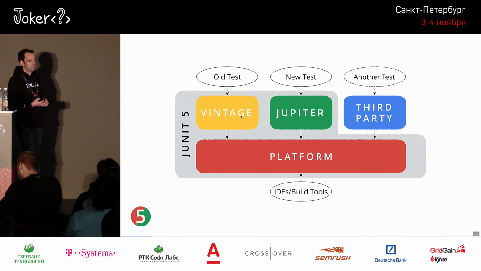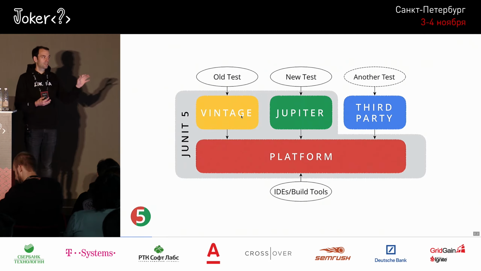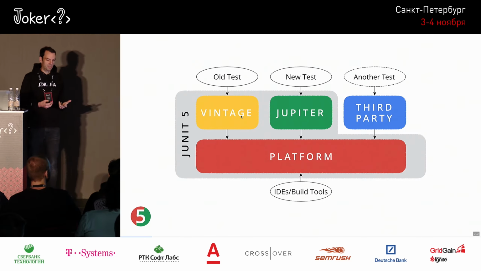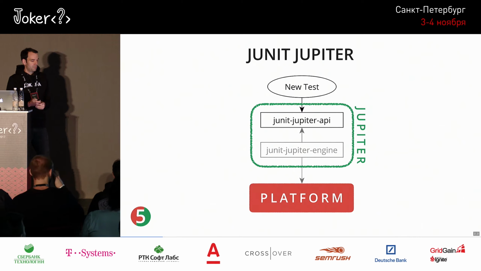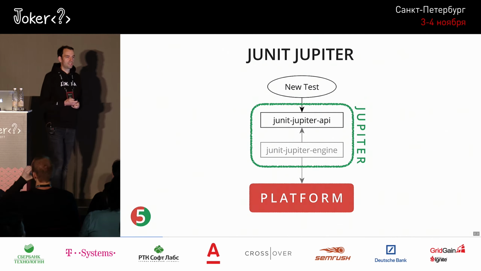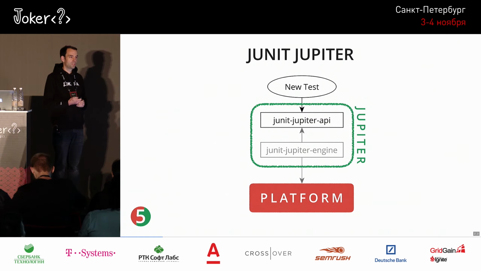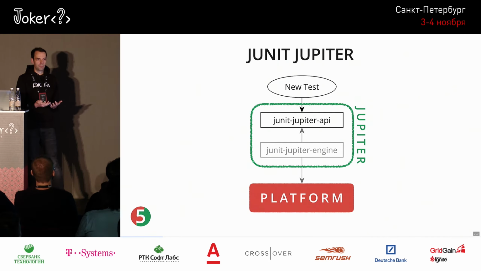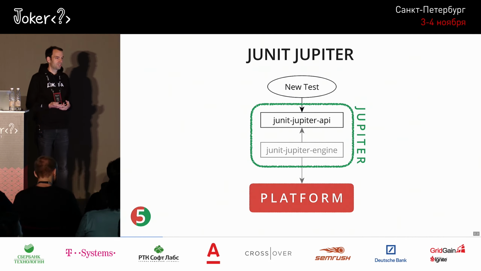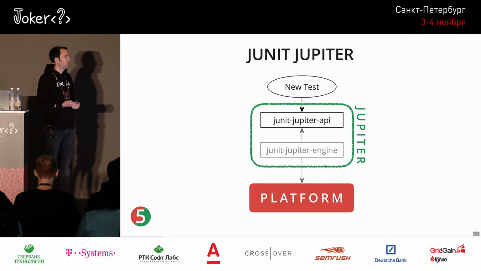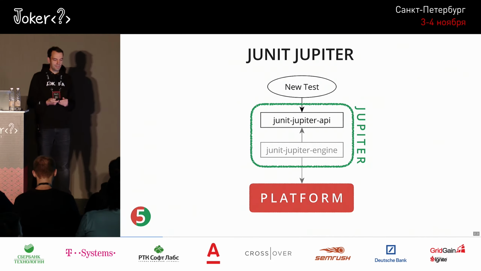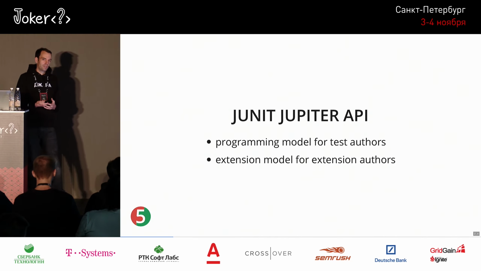This talk will really only focus on the Jupiter part, so the green box in this picture, which is what you will use when you write new tests using JUnit. If you look at it more closely, inside the Jupiter box there are actually 2 artifacts: the Jupiter API and the Jupiter engine. The Jupiter engine is something that most people will never really have to deal with, maybe besides adding a dependency to it in test runtime scope. But the Jupiter API artifact is really important. It contains the programming model to write tests, and also the extension model for extension authors.